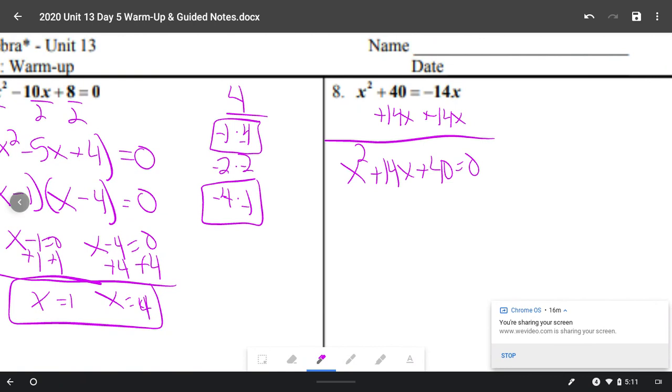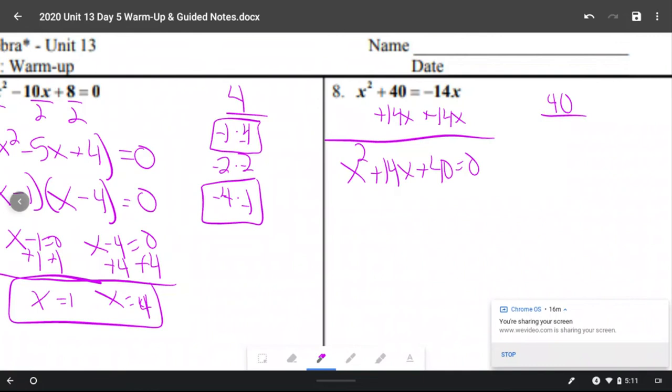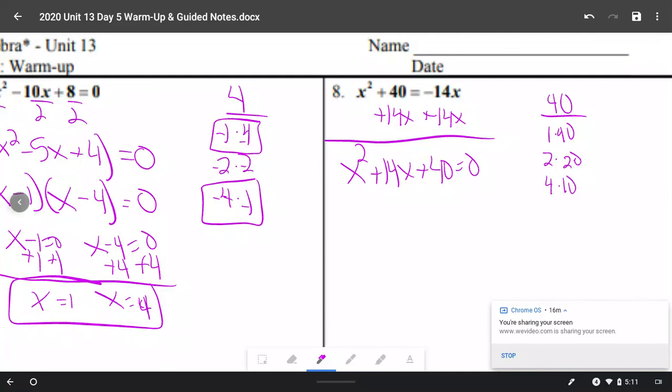First question always is, can I pull out a greatest common factor? The answer is no for that. So the next question is, are there any multiples of 40 that add to give me 14? So if I write down my multiples of 40, I think those are all of them. Do any of those add to give me 14? Is the question. And I have that one, and I have that one.